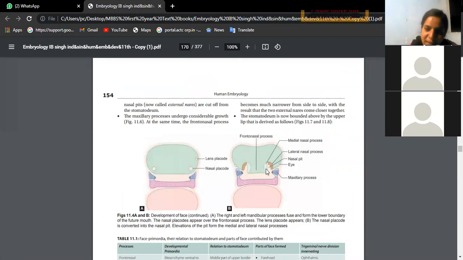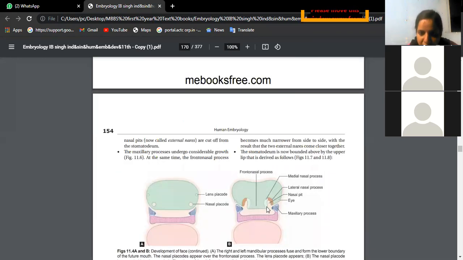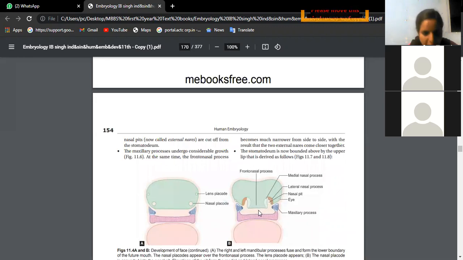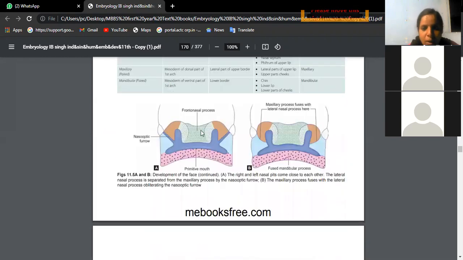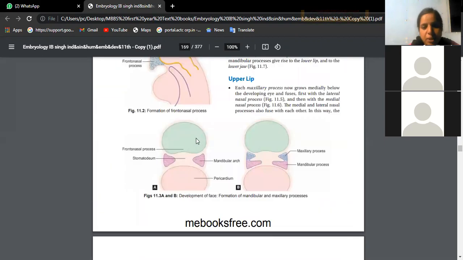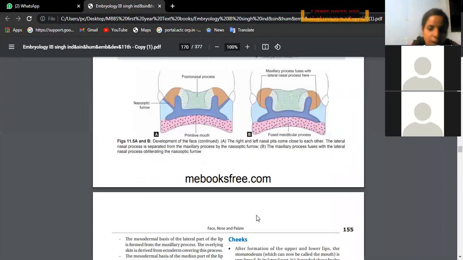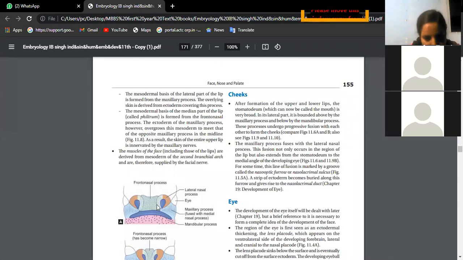As the nasal placode is growing, the frontonasal area will reduce. As both grow, the area reduces. You see here the frontonasal area. This is the medial nasal process. This is the lateral nasal process. This is the nasal pit. Now you see here, as you come down, the frontonasal area gradually reduces. You can exclude these two pictures. First picture, you draw this. Second picture, you draw this. Third, this. Fourth, this. Skip these two and you see this.